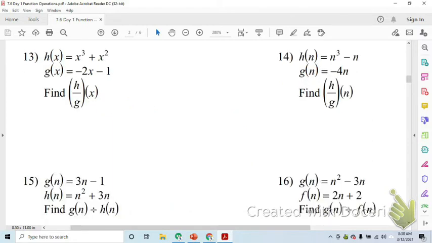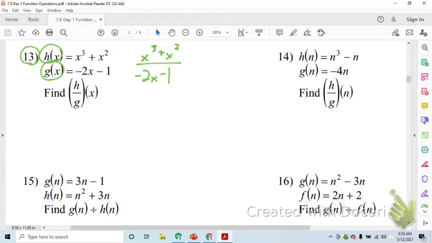Okay, now we have some division problems. So here's what we have on number 13. Now, it's going to look way easier than it is, but I have to talk to you about a couple things. Here we go. Anyway, it's h divided by g. So I'm going to put h on top of g. So it's going to be x to the third plus x squared over negative 2x minus 1.